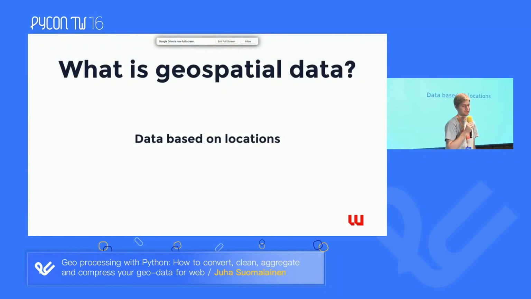So quickly, what is geospatial data? It's basically data that is somehow tied to locations. As an example, if you have world population by country, you can easily pick each country and its population, and then you can visualize that on a map. So basically anything you can visualize on a map is geospatial data, or geodata.